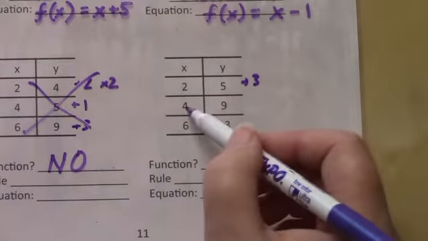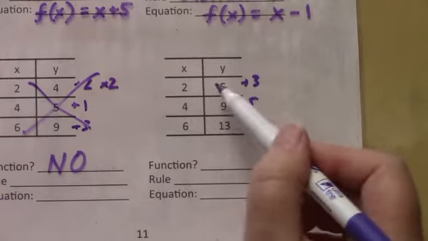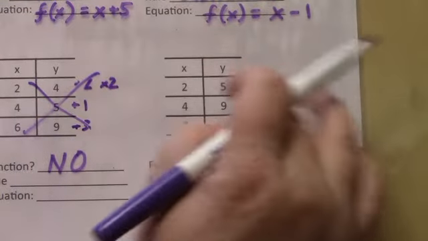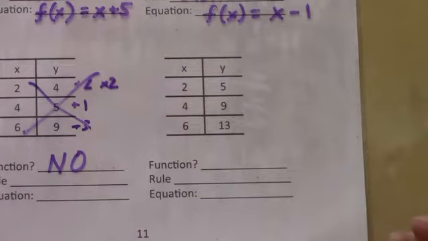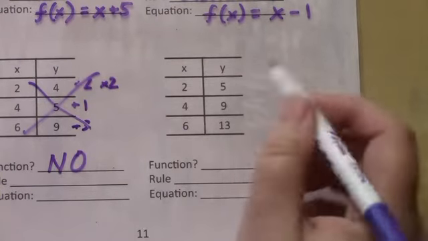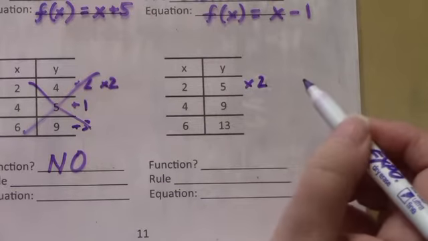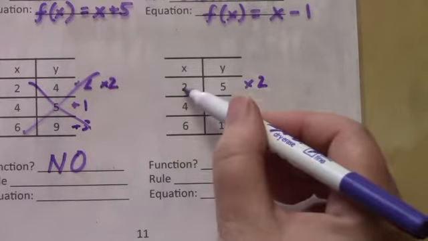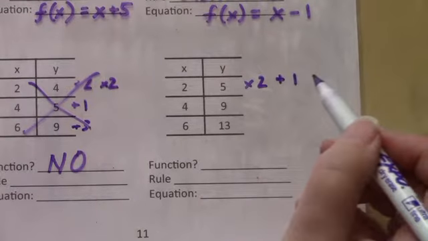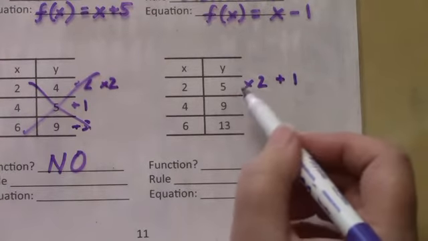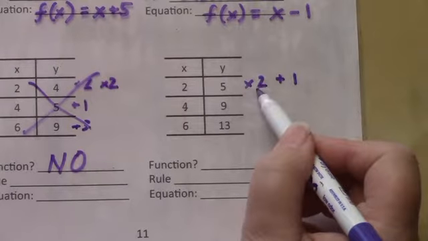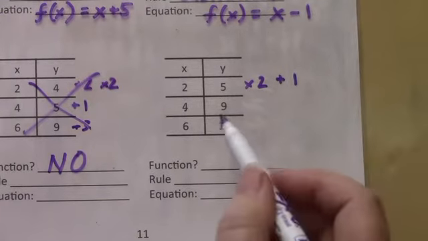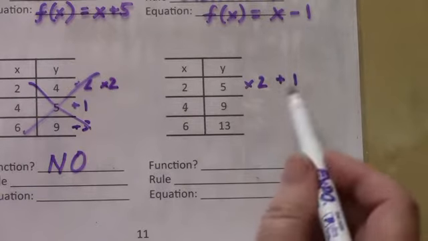From 4 to 9, that's plus 5. 6 to 13, I'm adding 7. These are different, but is there another way I can get consistently from 2 to 5? One thing we can do is, if I doubled each number, what if I did times 2? That would give me 4, and then added 1. Well, it works for this. How about this one? 4 times 2 would be 8 plus 1 is 9. All right, I'm onto something here. 6 times 2 is 12 plus 1 is 13.